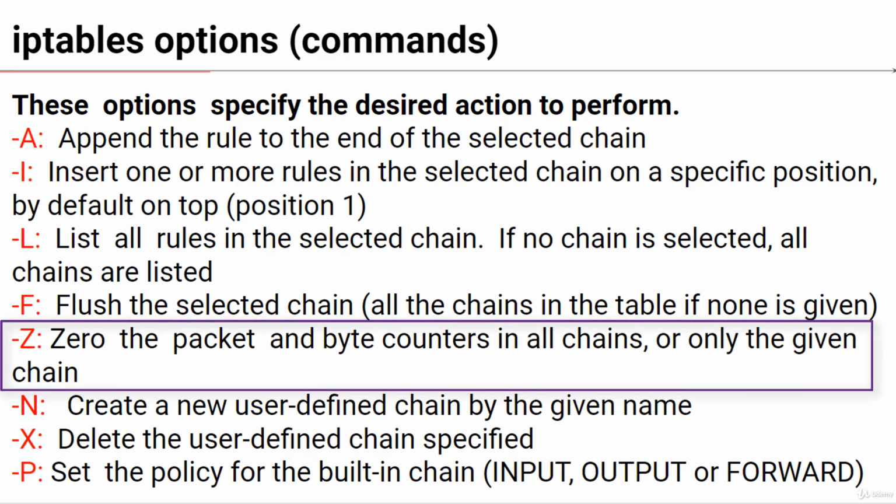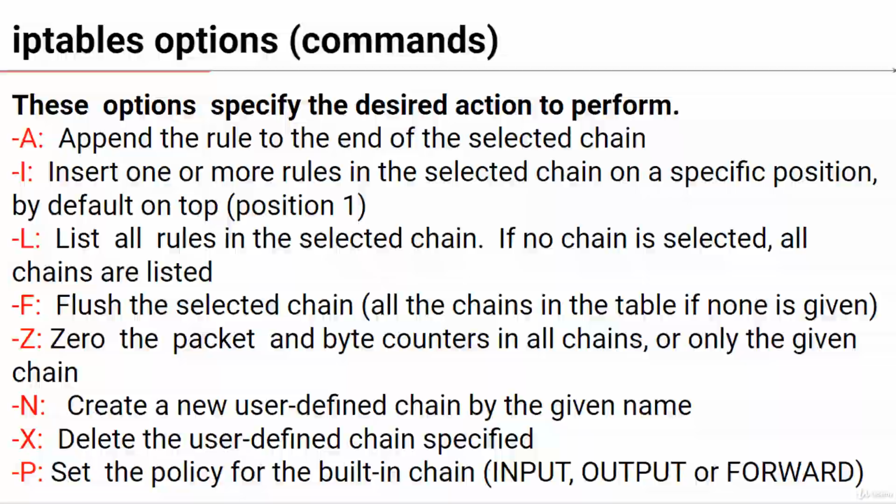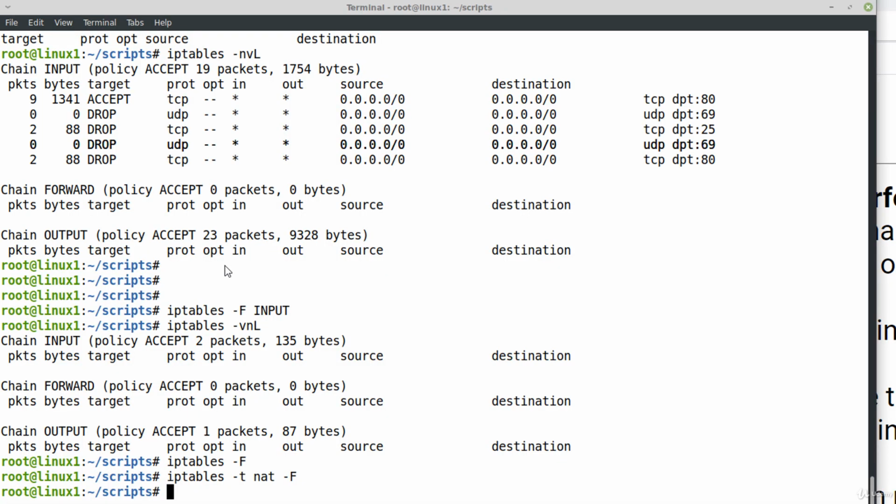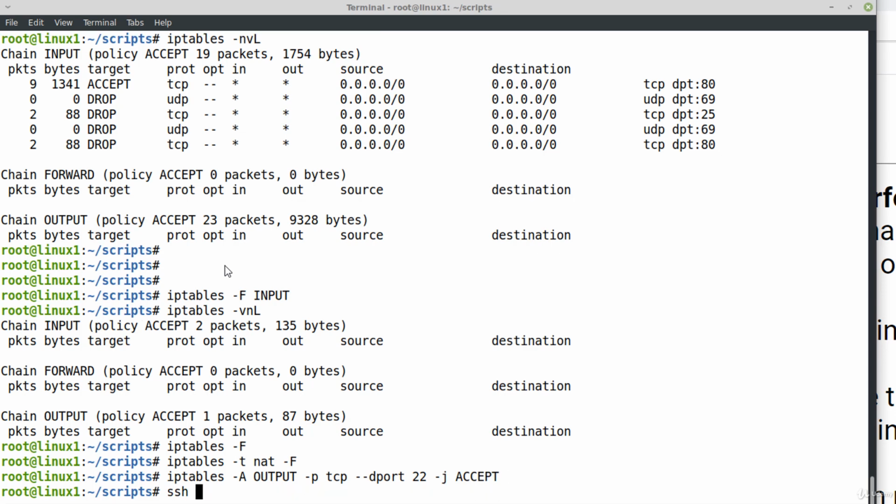-Z means zero the packet and byte counters in all the chains or only in the given chain. Let me show you an example. I'll add a rule to the output chain that accepts SSH outgoing traffic, or traffic to a remote SSH server, this Linux machine being the SSH client. iptables -A OUTPUT -p tcp --dport 22 -j ACCEPT. The packets are going to port 22. And I'm connecting to a remote SSH server just to have some matched packets.